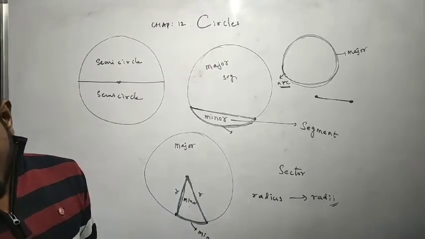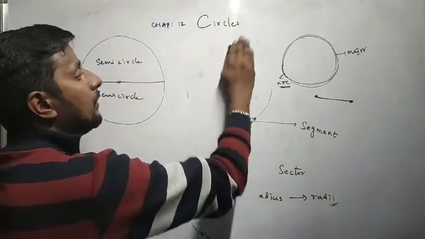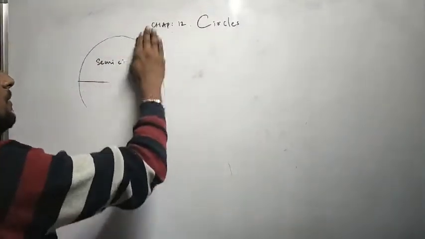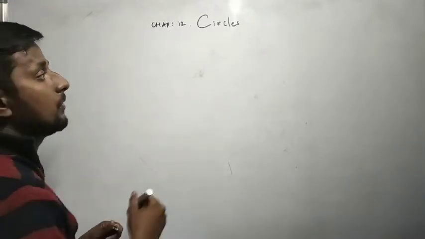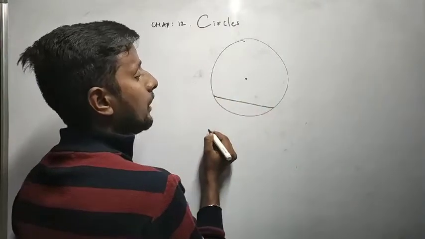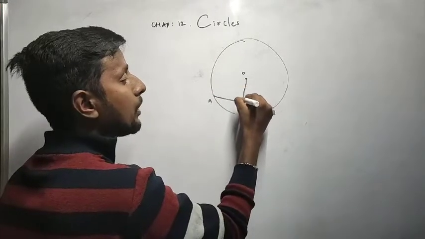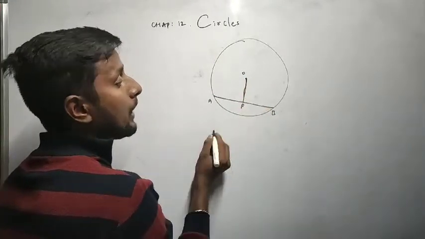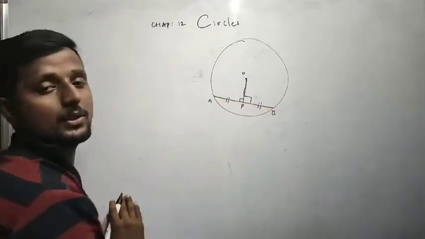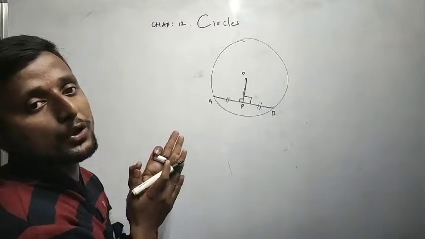Now if you draw a perpendicular from the center to any chord, what happens? Here I have drawn OP. OP makes a 90 degree angle with the chord and also divides the chord into two equal parts. AB is a chord and OP is a perpendicular drawn from the center.